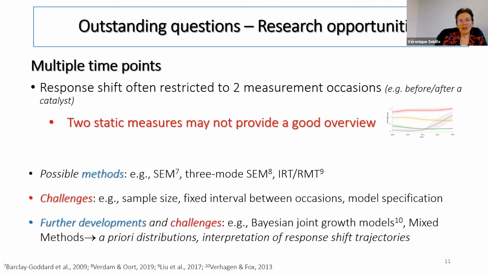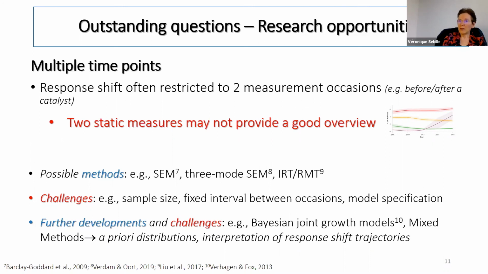Of course, some challenges can again be put forward, such as the eternal challenge of sample size. And also the fact that some methods make some strong assumptions regarding fixed intervals between occasions, which is not always the case for some of our data. And we might, of course, when we have quite intensive longitudinal data, be faced with issues in model specification. So there might be further developments to be made and maybe promising approaches, such as using Bayesian joint growth models, or extending maybe the use of mixed methods.